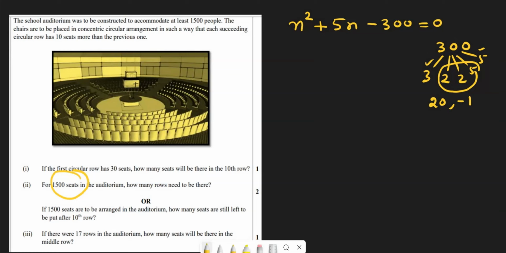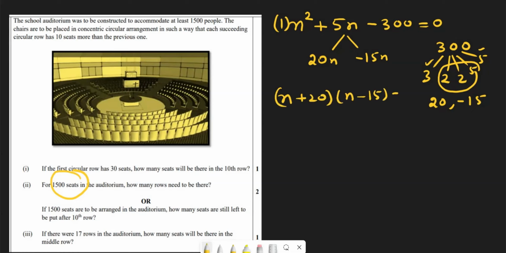So we'll take it as negative 15. So 20 minus 15 is 5. So 5n is 20n minus 15n. Since the n square coefficient is 1, we can write the factors directly as n plus 20, because 20 is positive, then n minus 15, because 15 is negative, equal to 0. Each factor, when you equate to 0, you get n as negative 20 and positive 15.